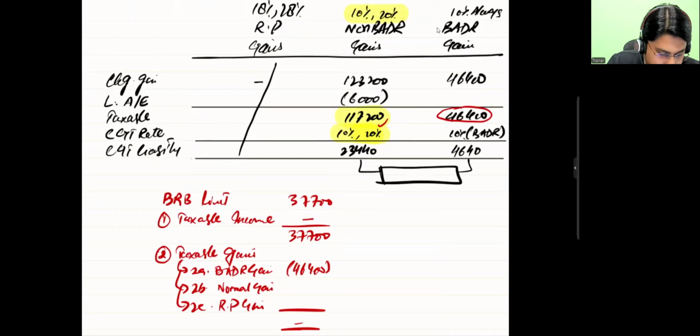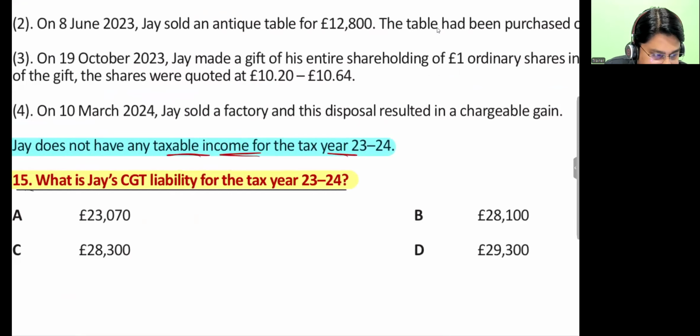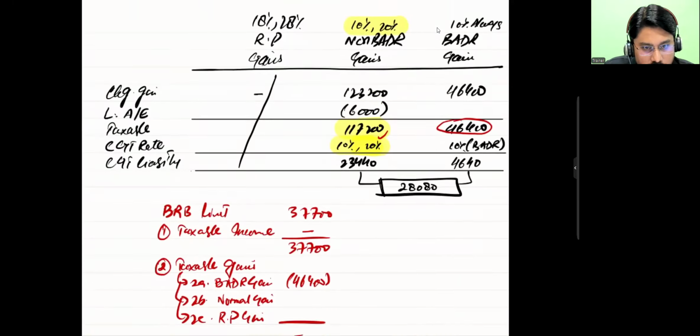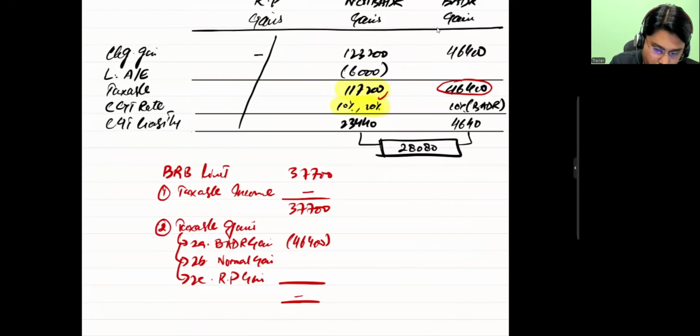28,280. 23,440 plus 4,640, that's 28,080. Is any option available? 28,080. I'm not getting this answer. The students who have attempted it, can you please check what mistake we are making?